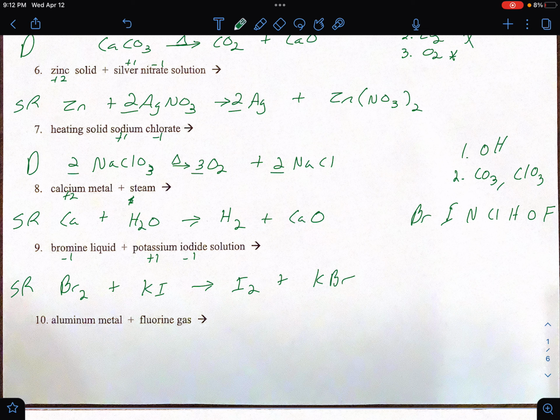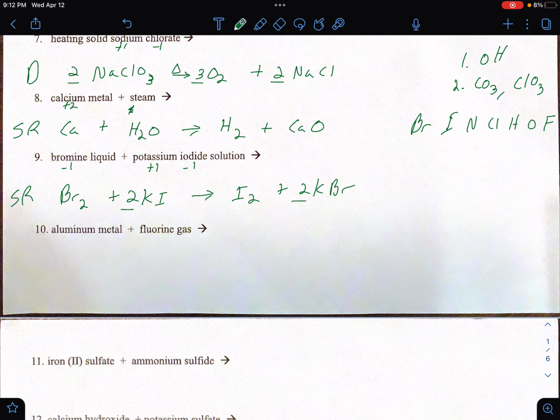So you got to see, is it balanced? It is not. I've got 2 Br's on the left, only 1 on the right. So I'm going to put a 2 on that KBr. Okay, now my potassiums are off. So I need to get 2 K's on the left. So I'm going to put a 2 right there. And now that fixed both my K's and my I's.